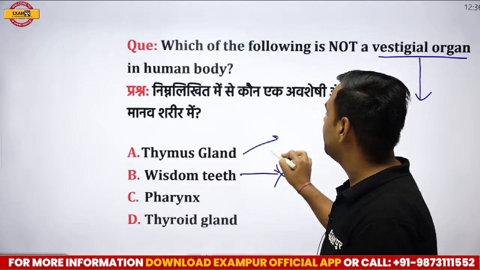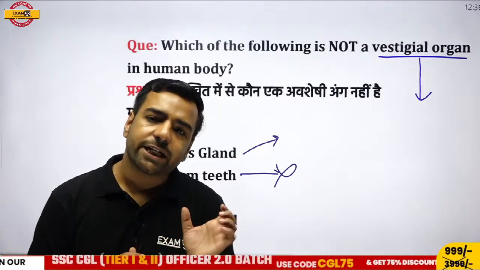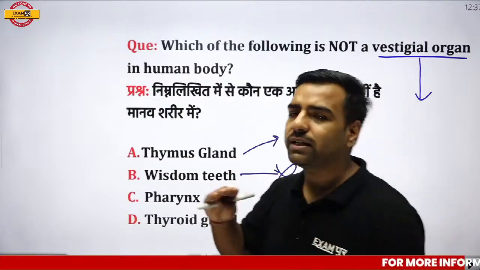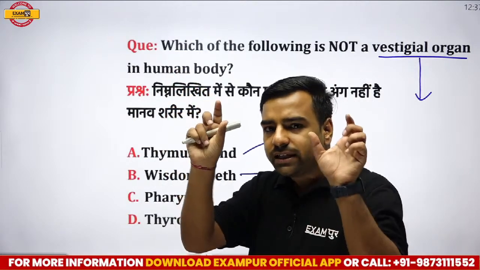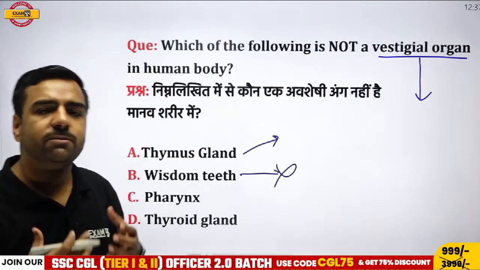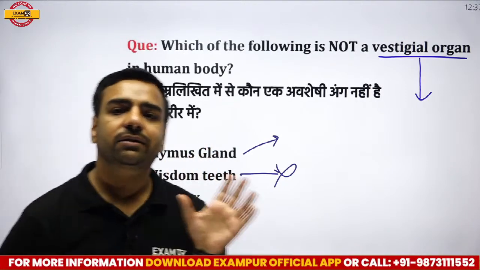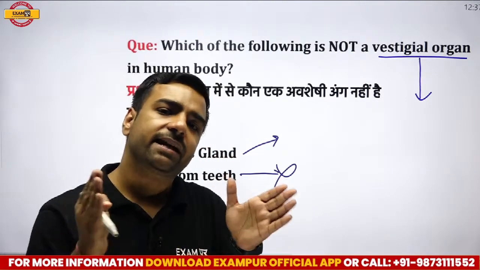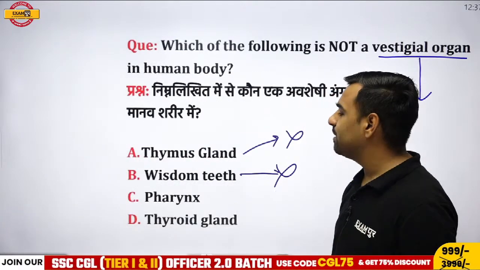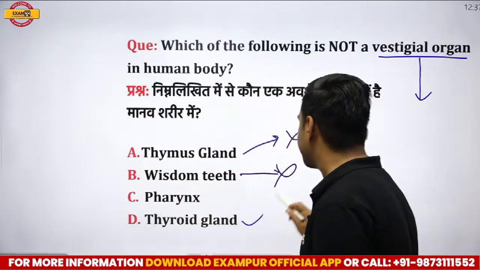Now talking about thymus gland. It is present in our body and takes its maximum shape when we are 13 years of age. But as soon as we start growing, it decreases its size. Now, again, it's of no use. In a similar way, if I talk about pharynx, where is it located? Here. But if I talk about thyroid gland, it is of extreme importance.